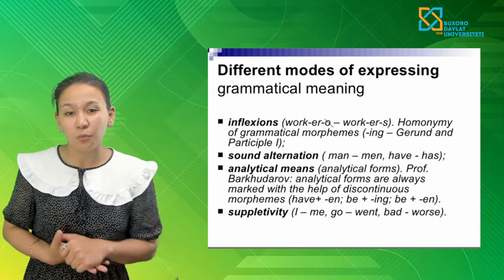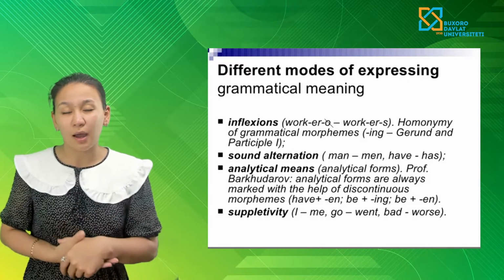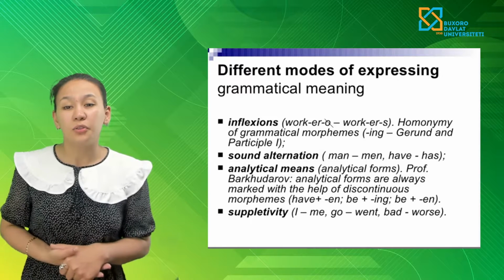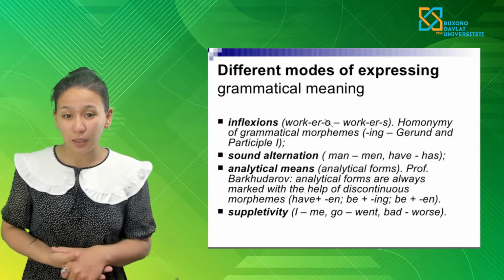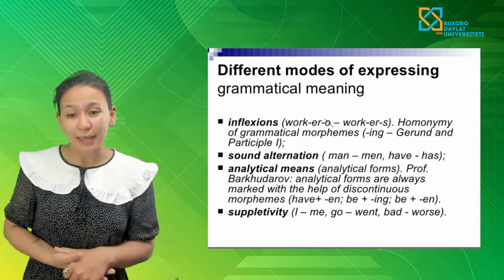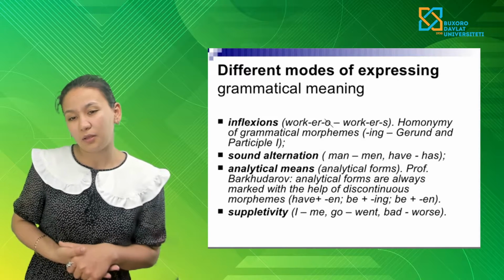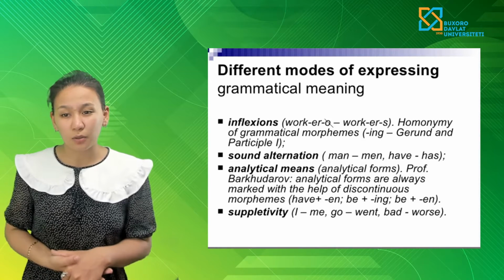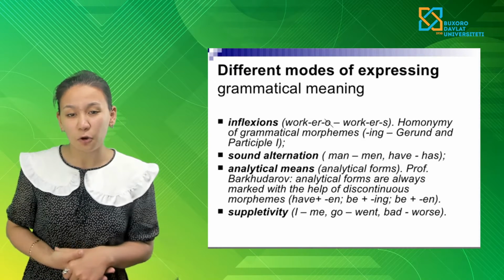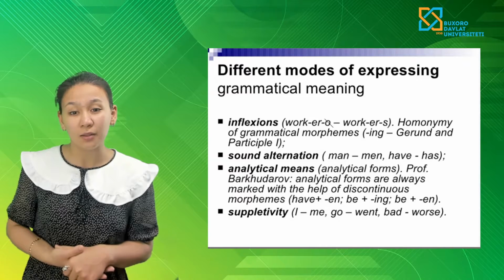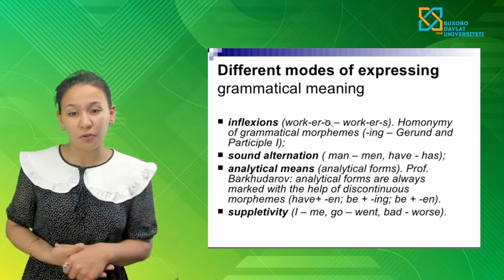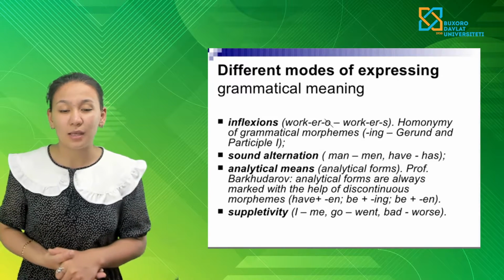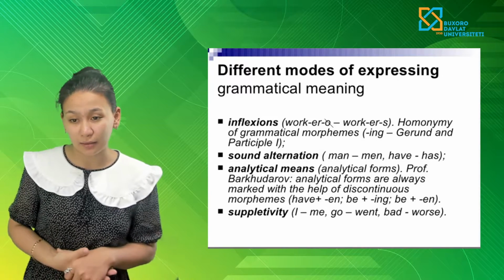Homonymy of grammatical morphemes, for example the -ing of the gerund and the participle one. Sound alternation, for example, man, men; have, has. Analytical means, or it can be called analytical forms as well. For example, Professor Barkhudarov: analytical forms are always marked with the help of continuous morphemes. Have plus -en, be plus -ing, be plus -en as well.